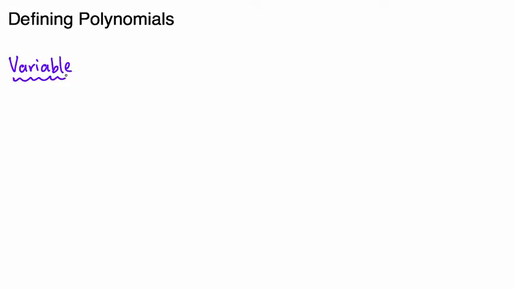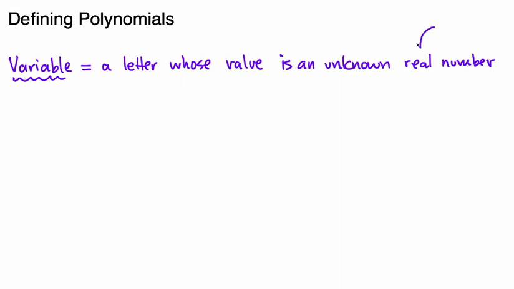And a variable is basically a letter that stands for a number, or more specifically, a letter whose value is an unknown real number. And we can bring back those symbols that we learned in an earlier unit. For example, you could have X or Y or A, or you could use some different Greek symbols, theta, phi, lots of different things. Usually we use letters like X and Y or A or B.